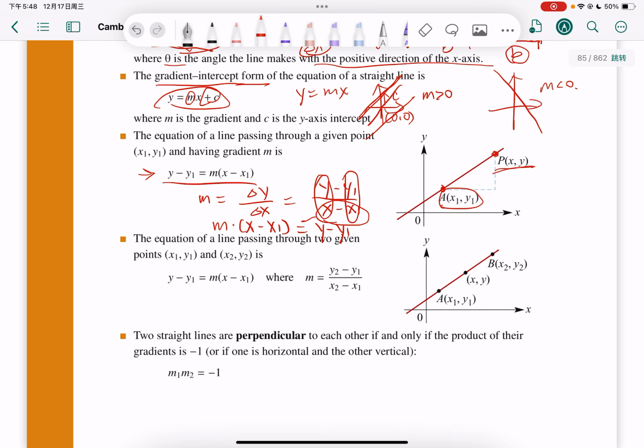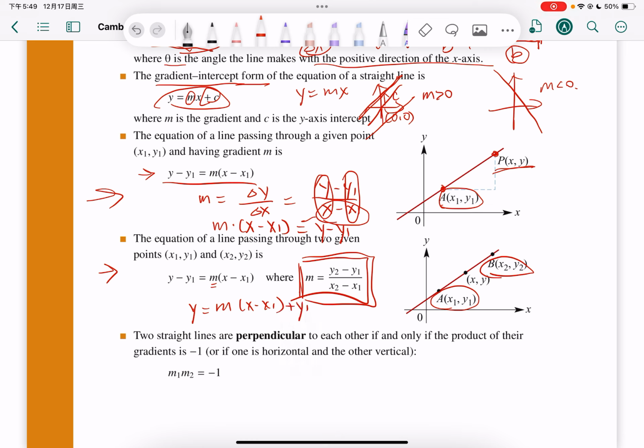This one is pretty similar to this one. However, we specify the point (x, y) to be the point B, (x2, y2). And then we can find the specific gradient. So m is a specific value. If we have 2 points, A and B, we can find m to be a specific value. And with this value, we can write a general form, plus y1. So this is a general form of the line equation.